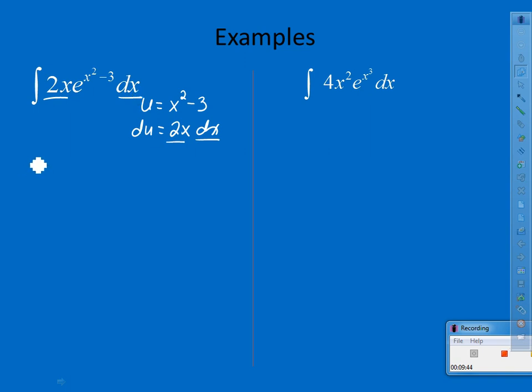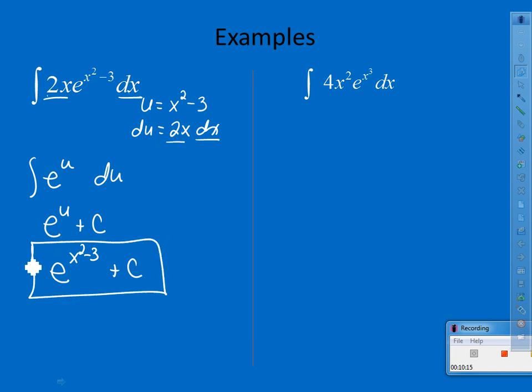When I rewrite this then, I have the antiderivative of 2x dx becomes my du. My e to the x squared minus 3 becomes e to the u. The antiderivative of e to the u is e to the u plus c. So my final answer, e to the x squared minus 3 plus c.